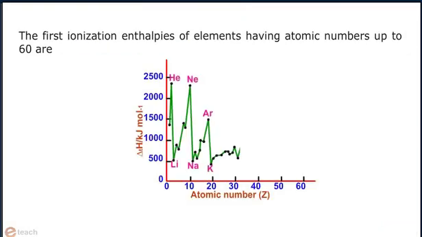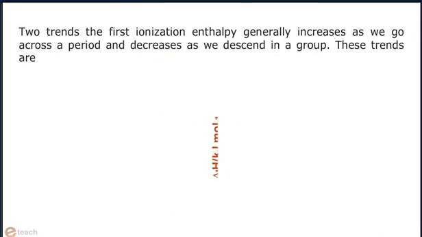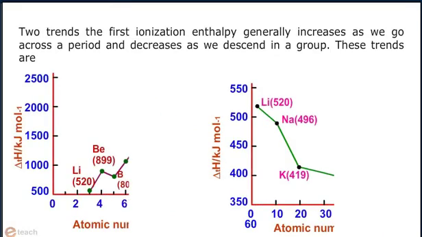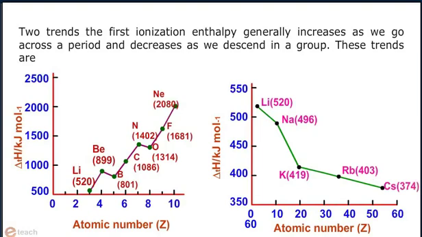The first ionization enthalpies of elements having atomic numbers up to 60 are as shown. The graph on the left side denotes the first ionization enthalpy generally increases as we go across a period, while the graph on the right hand side shows the decrease as we descend in a group.